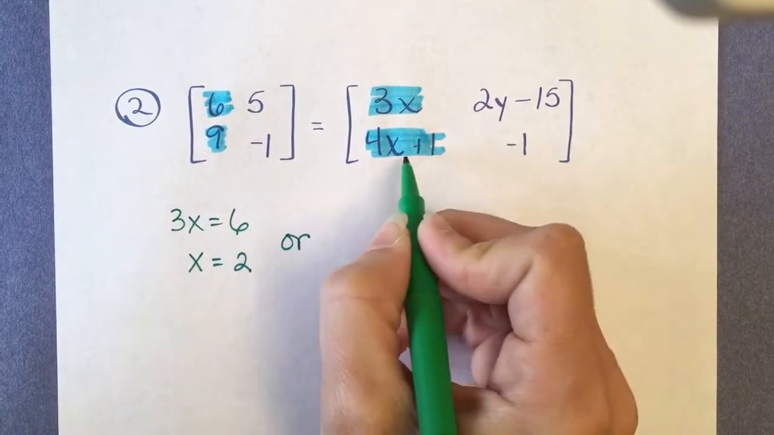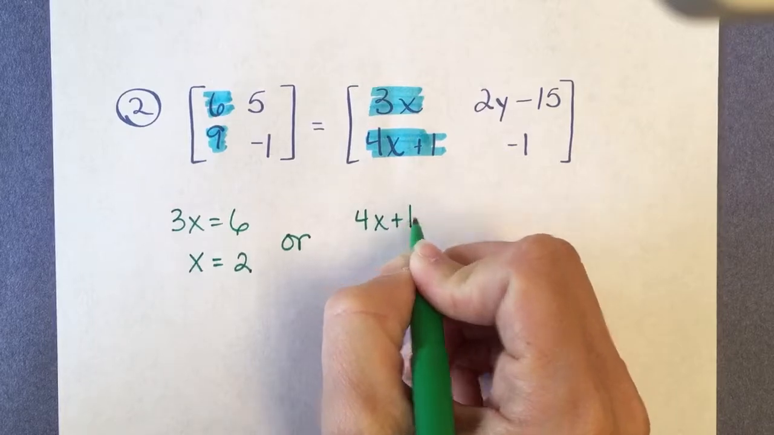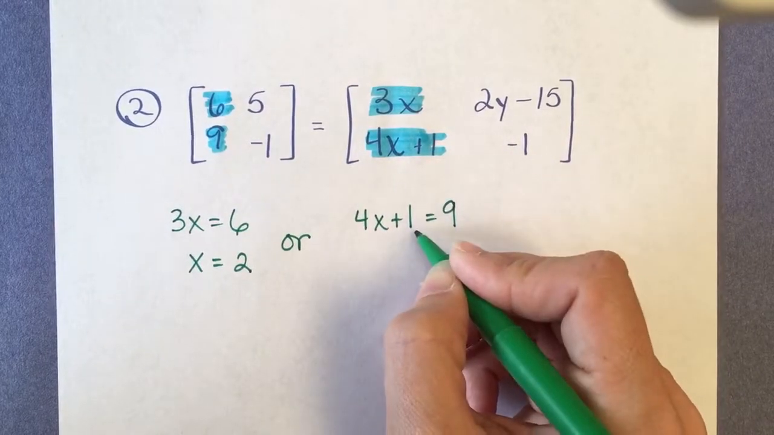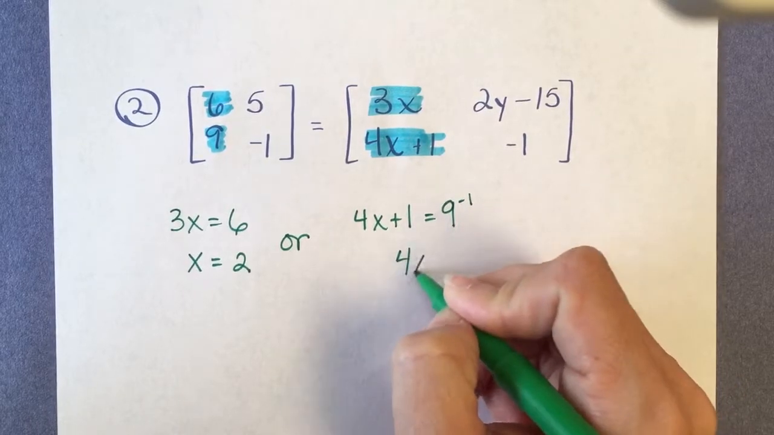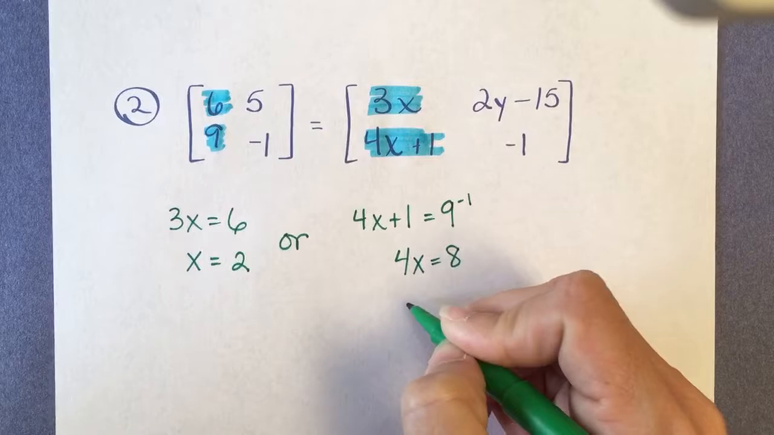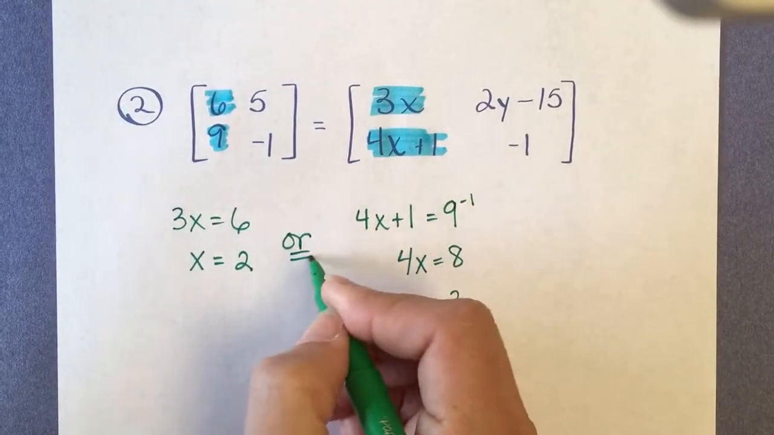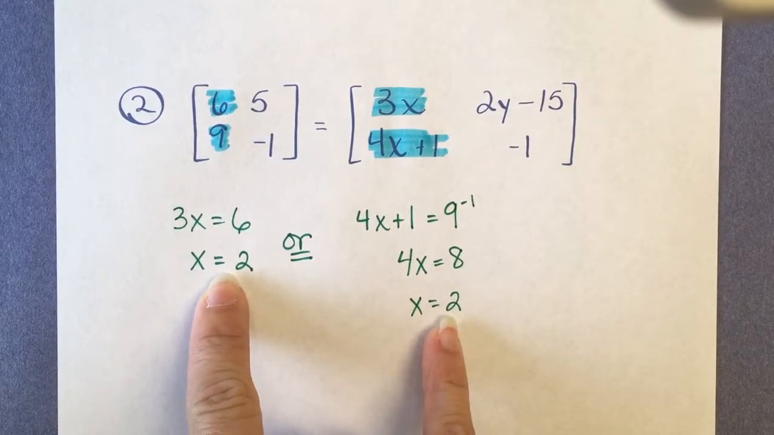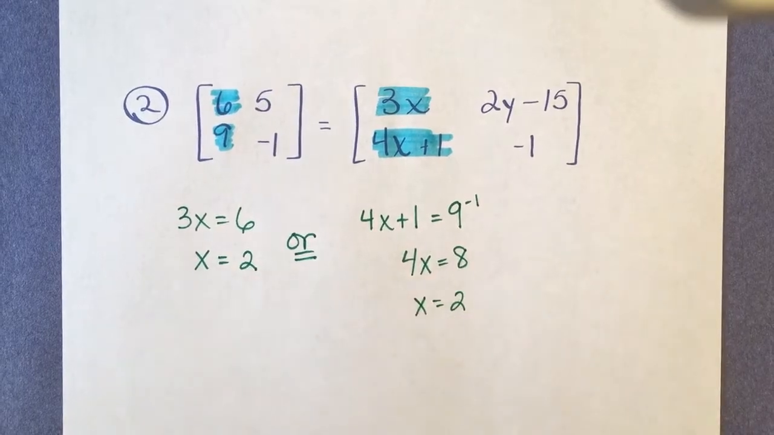Or you could do the 4x plus 1. It would have to be equal to 9. Now, if you solve this one, of course, you'd start by subtracting the 1. So you'd have 4x is equal to 8. So x would be equal to 2. And I say or because you wouldn't have to do it both ways because it's going to have to produce exactly the same answer since you're looking for x each time.